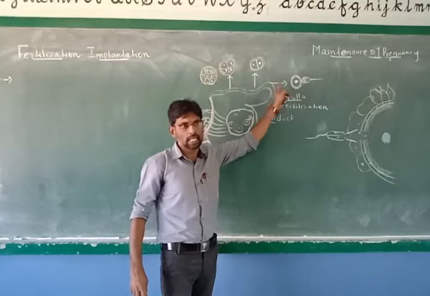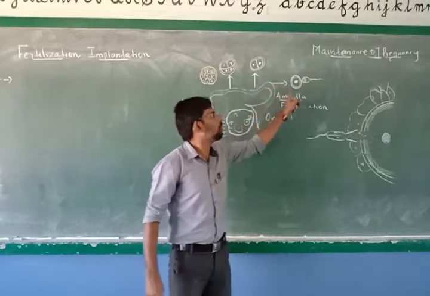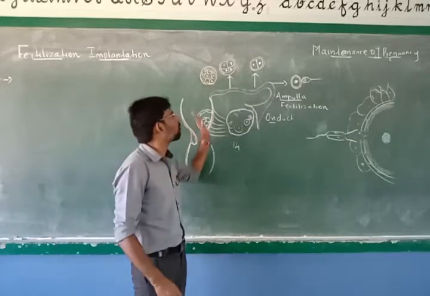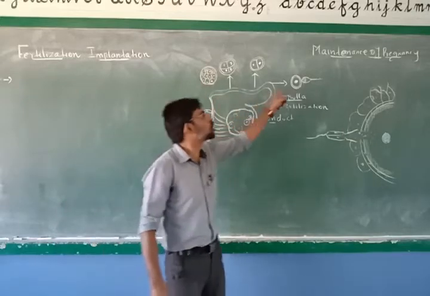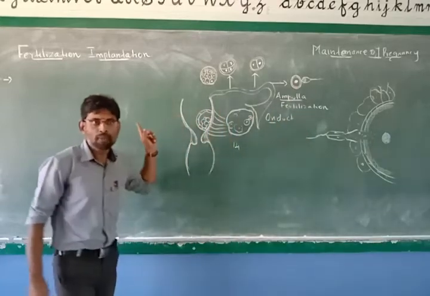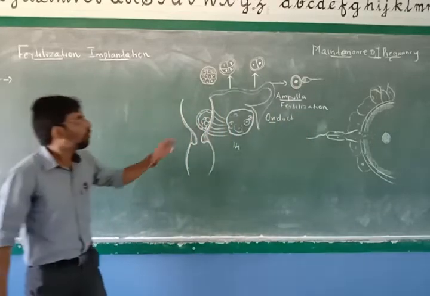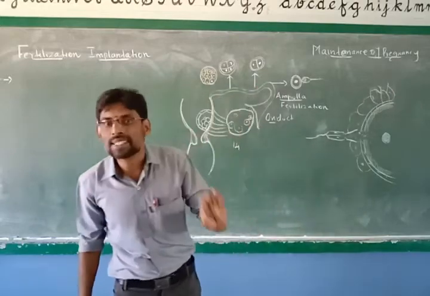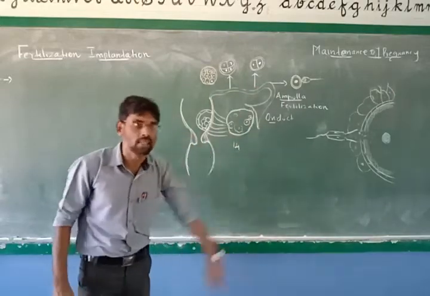What is happening inside, I have just put out. Here the egg will be there. When the sperm cell enters the female reproductive tract and fuses with the egg cell, it becomes fertilized. That is what we are going to study in this fertilization process. We studied that if the egg is not fertilized, it undergoes the menstrual cycle. That is what we studied in the previous classes.